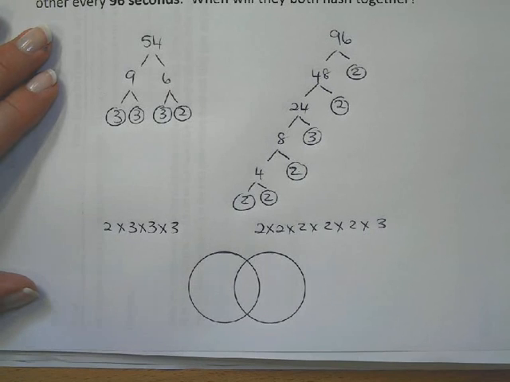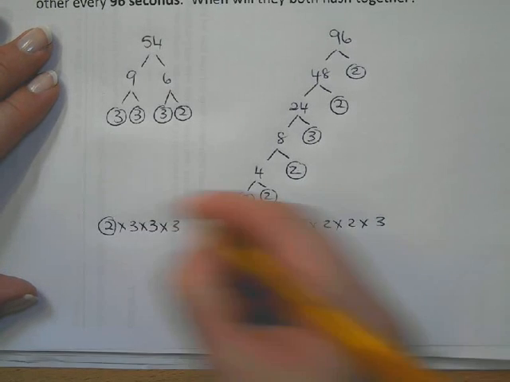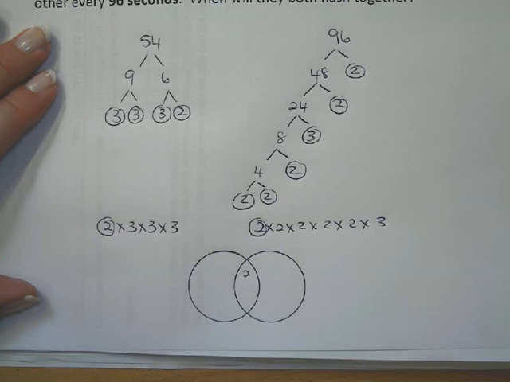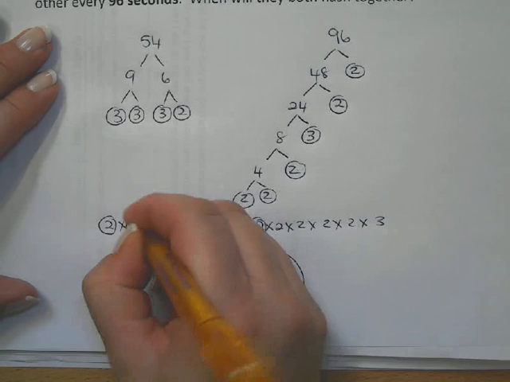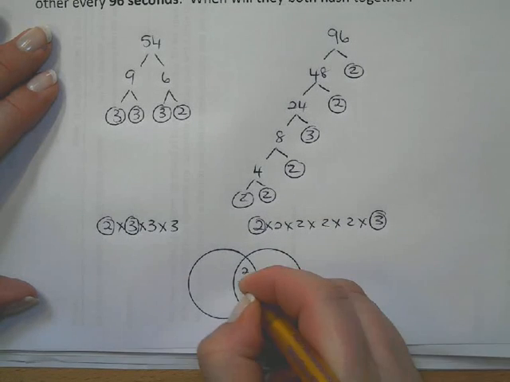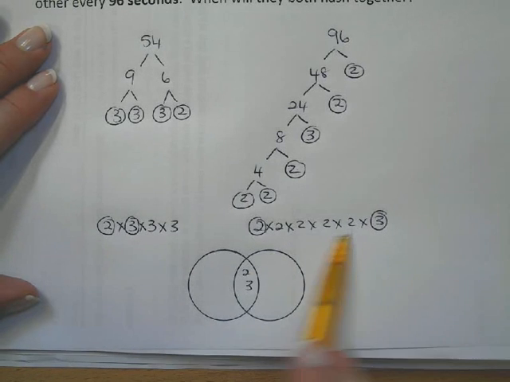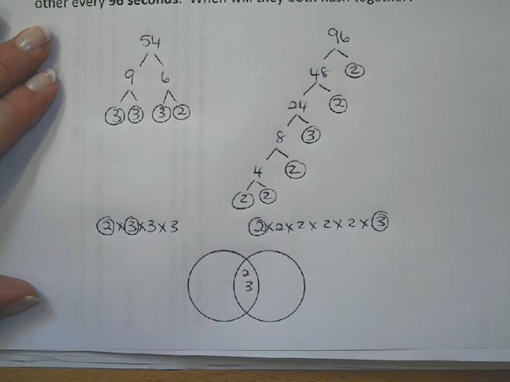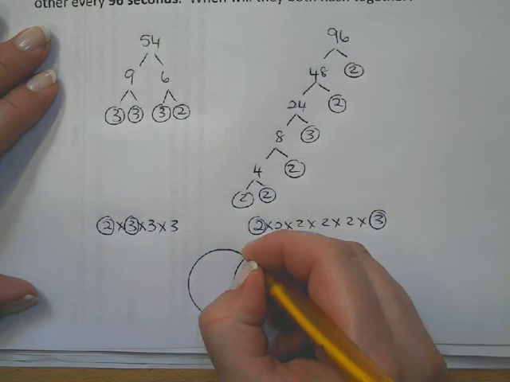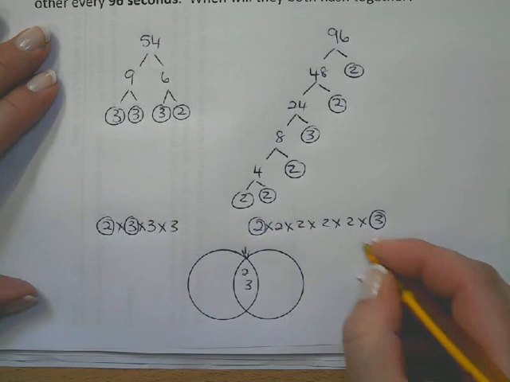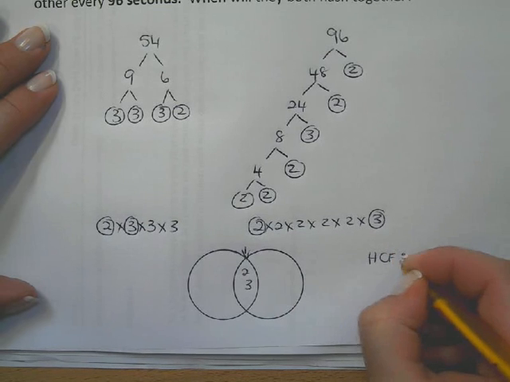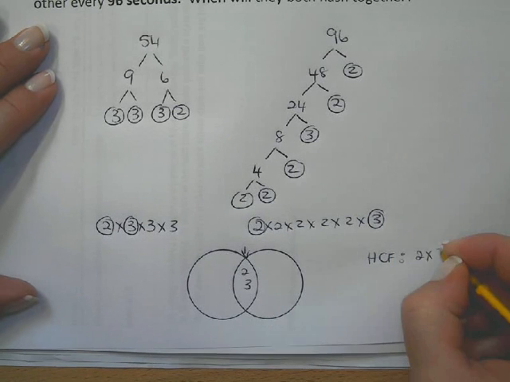So I look and I see at least a 2 in each group, so I put a 2 in the center. I've got at least a 3 in each group, and I put a 3 in the center. And I look, do I have anything else that is common to both groups that I haven't used up? No, I don't. So, in the center here is what we call my highest common factor: 2 times 3, which is 6.